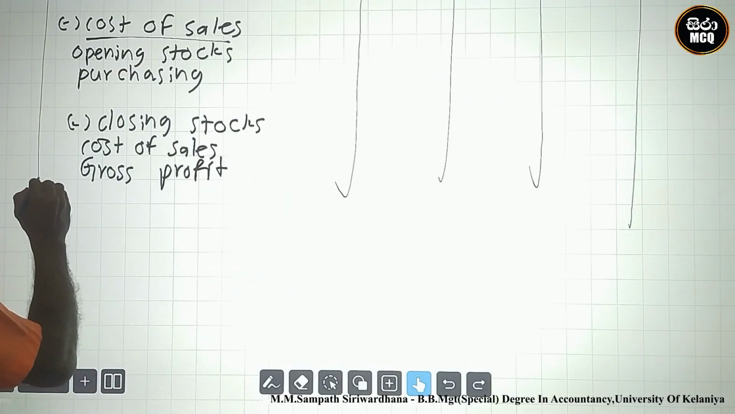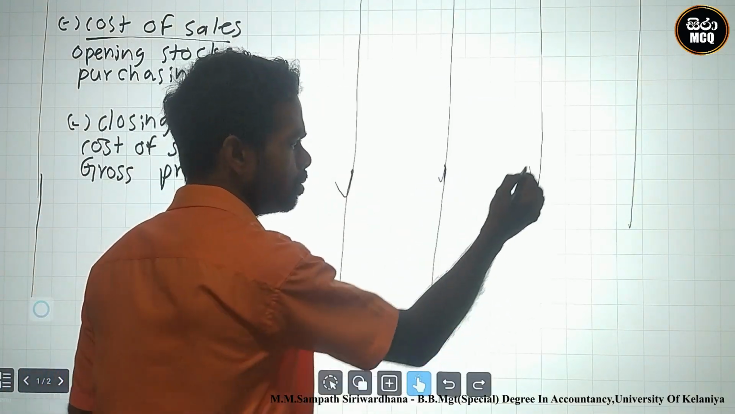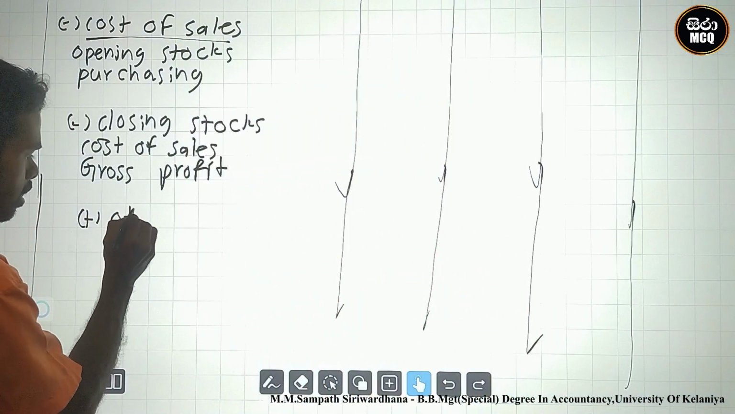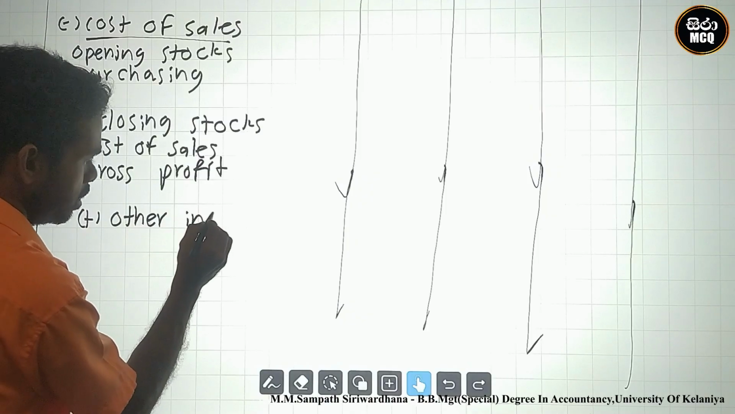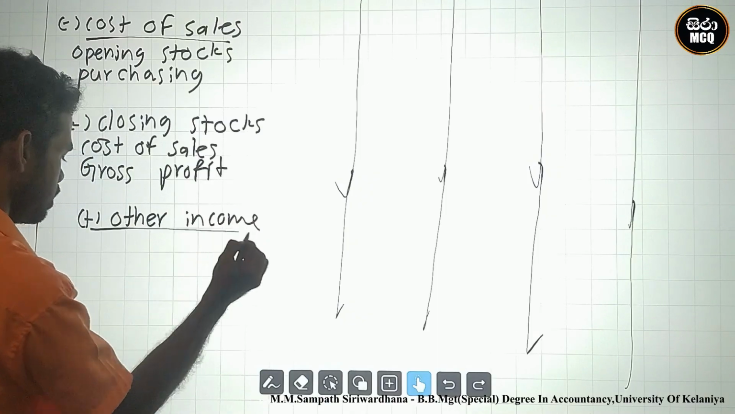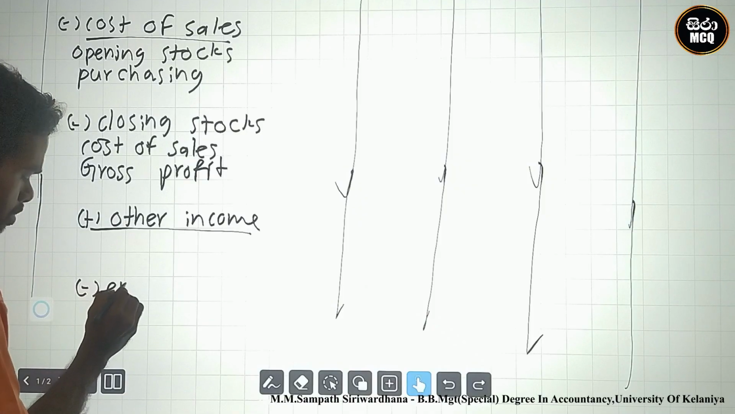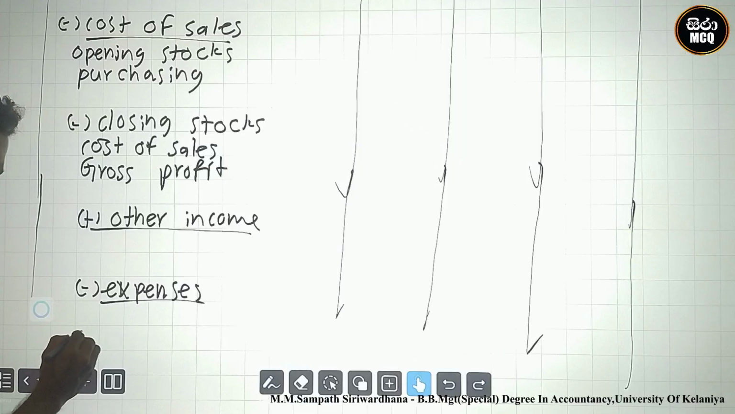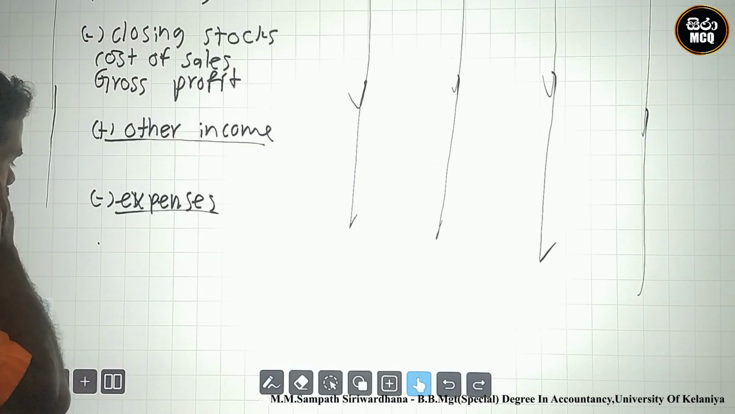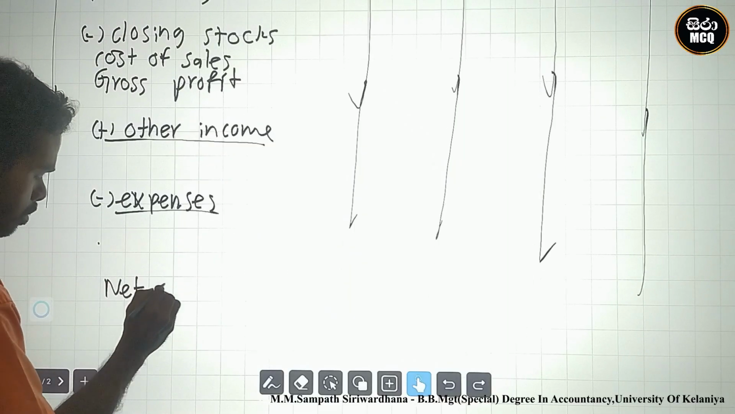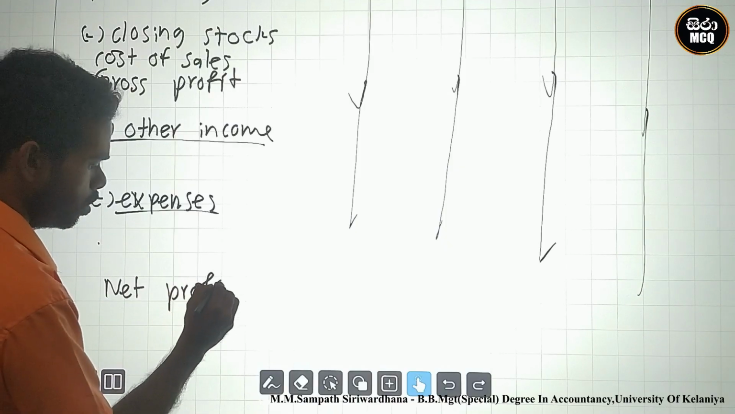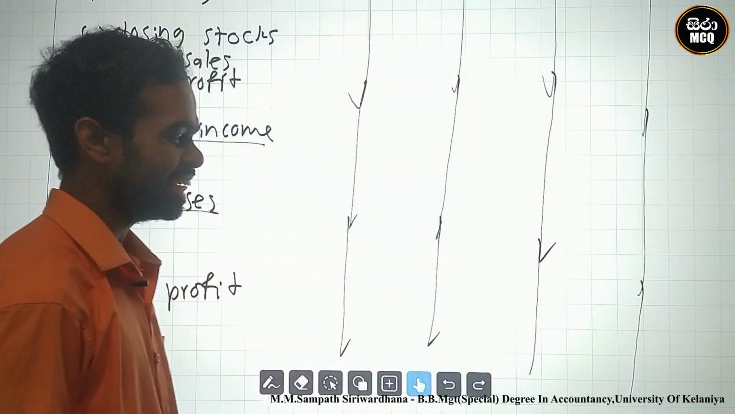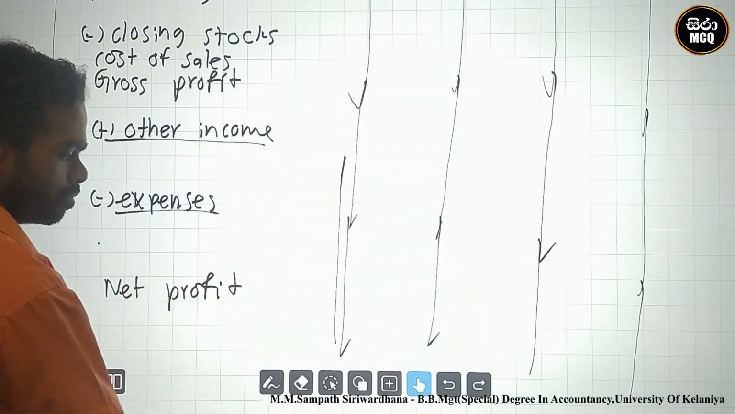Next, we add other incomes and minus expenses. We can identify the final answer, net profit. All the requirements are in the one income statement. Okay, let's see the question.